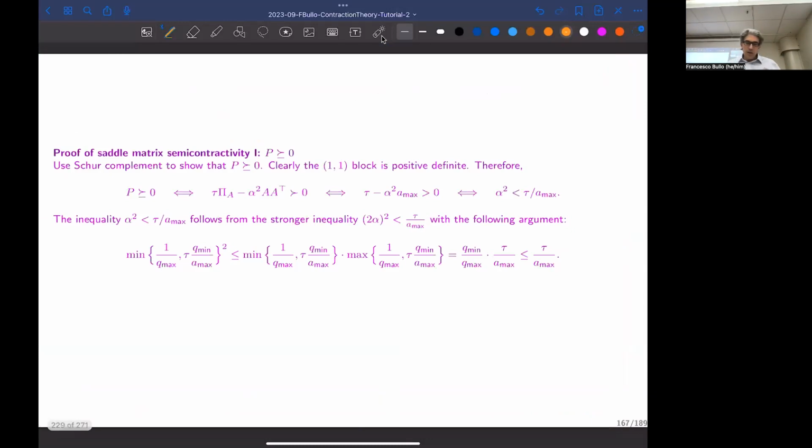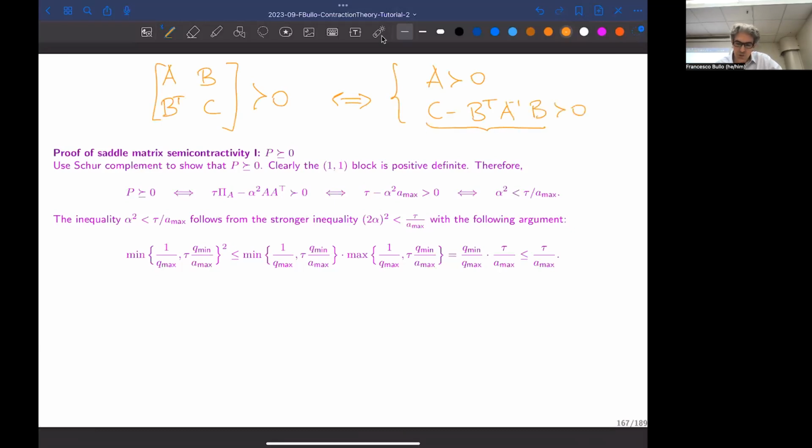So I want to use a tool called the Schur complement. Positive definite matrices are a world of their own. We could have a course like this just on positive definite matrices. But one little tool that is useful is the following. If I have a block matrix of this form, and I ask the question, is this matrix positive definite? Then the following is true: this is equivalent to A being positive definite and C minus B transpose A inverse B being positive definite. And this matrix here is called the Schur complement.